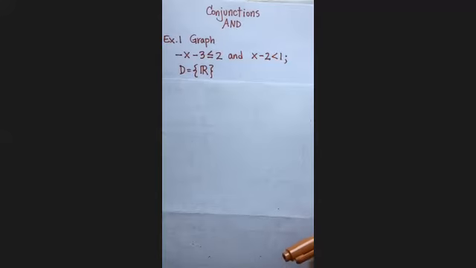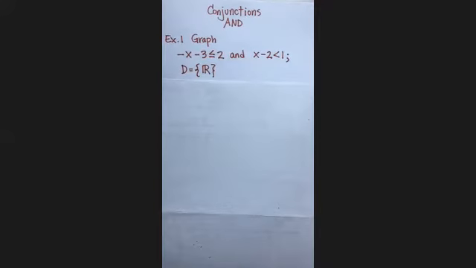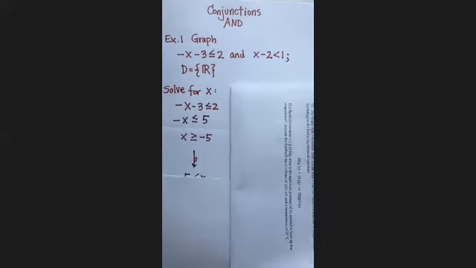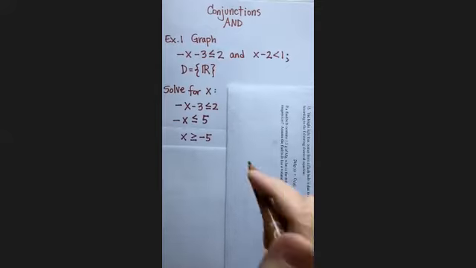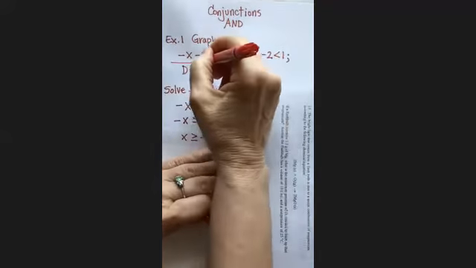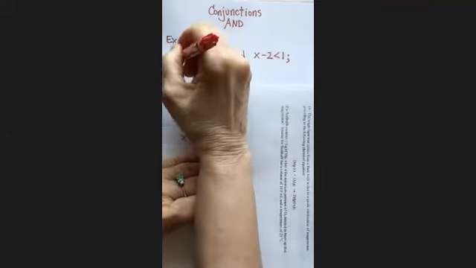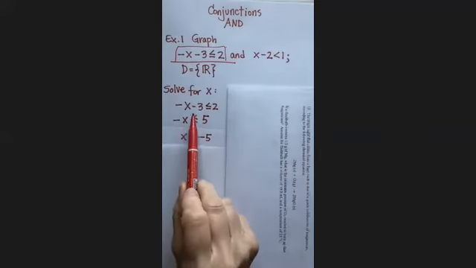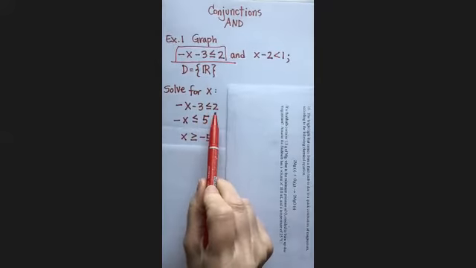And so if you want to see what that graph looks like, they obtained it in the same way that I'm going to obtain this graph. And so I'm not going to do it twice. So the first step is to solve for x. Here with this part of the conjunction, we're going to solve -x minus 3 less than or equal to 2.